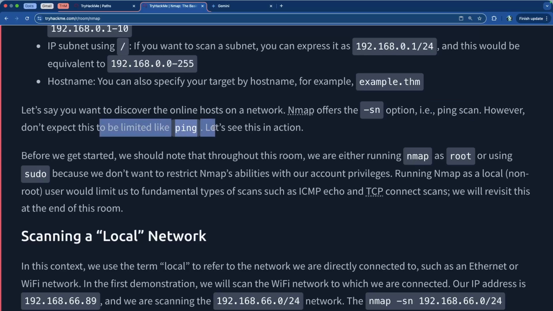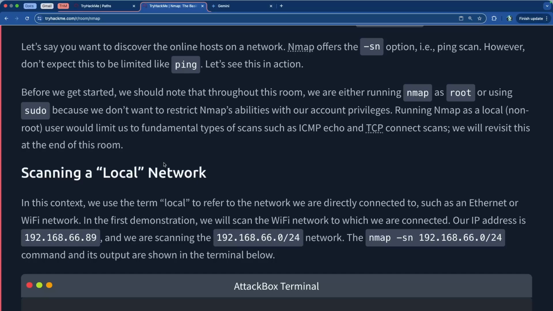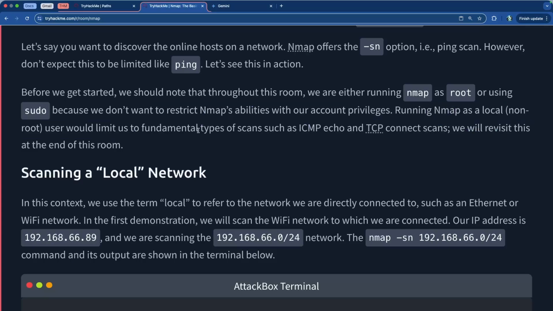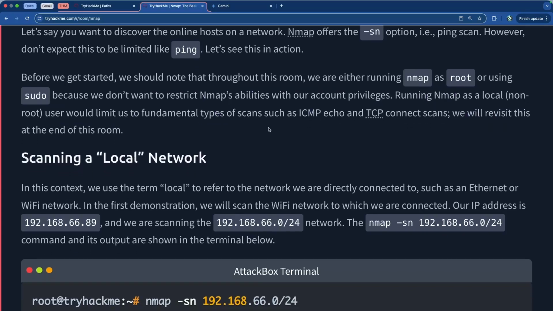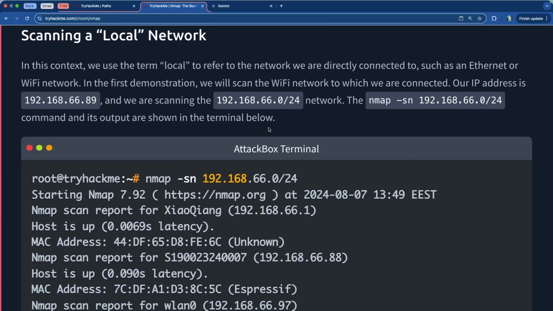However, it's not limited like ping, because it can actually do other functionalities as well, meaning it could find ports and other things for you as well. We should note that throughout this room, we're going to either run Nmap as root or using sudo, because we don't want to restrict the abilities. Running Nmap as a local non-root user will limit us to fundamental types of scans, so on and so forth. So I would assume we're going to get some credentials to be able to do that as sudo.